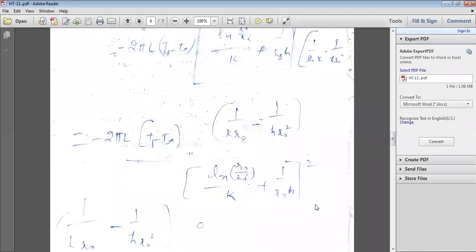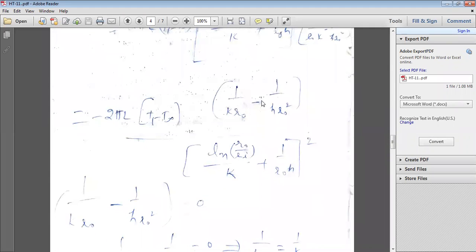Now this should be equated to 0. Generally, T1 should not be 0, T free stream is not 0, pi is not 0, and the length of the pipe should not be 0. The denominator should also not be equal to 0, because if it is 0, this becomes infinity. That's why this should not be equal to 0.